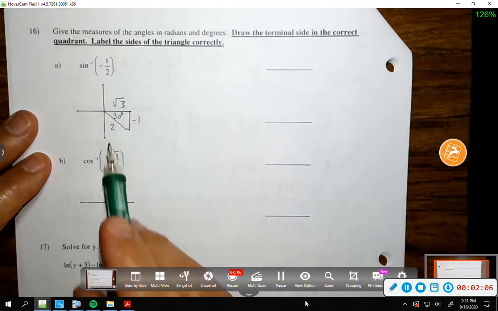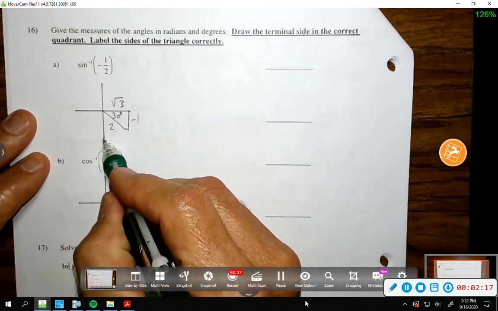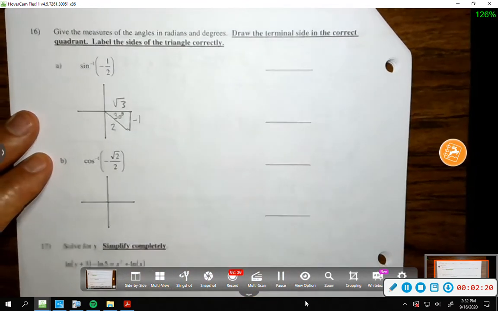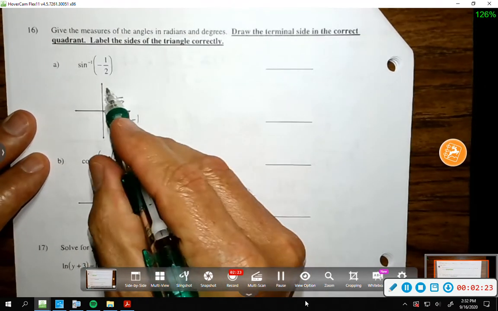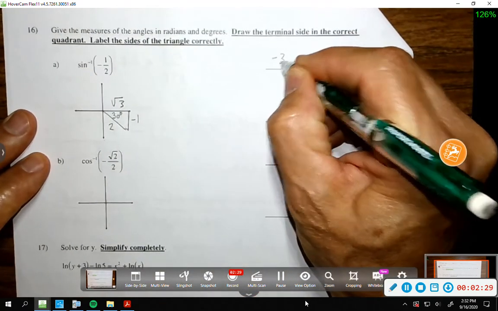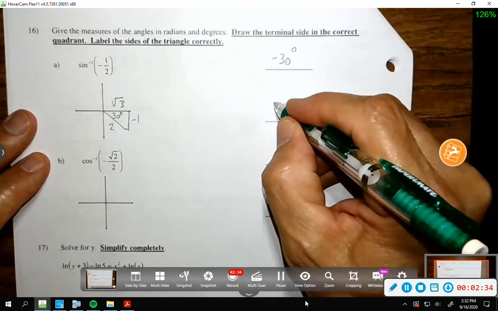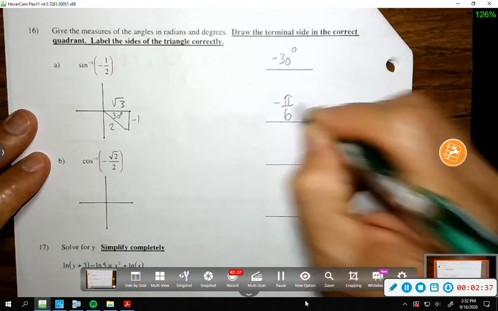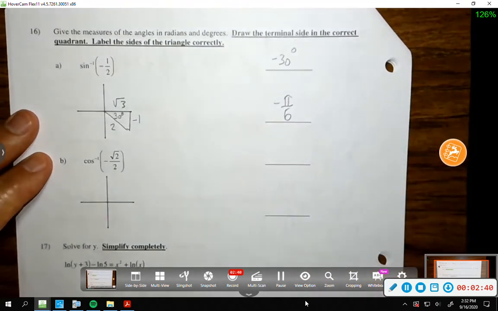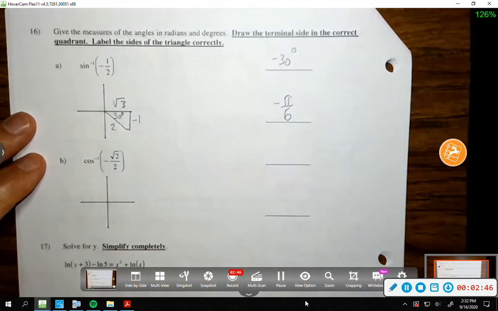If you say the answer is 330 degrees, it's incorrect. If you say it's 11 pi over 6, incorrect. It has to be a number between -90 and +90 degrees, or negative pi over 2 and positive pi over 2. The only way to write this answer in degrees is -30 degrees. That's the only way we can write it. 30 degrees is the same as pi over 6, so that's negative pi over 6 radians. The key is, do you know how to restrict it to the one answer that applies on these problems?